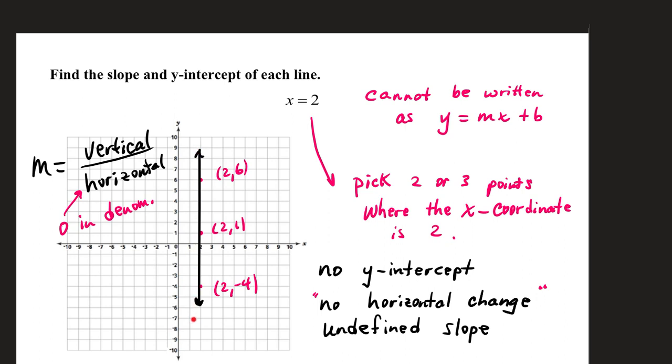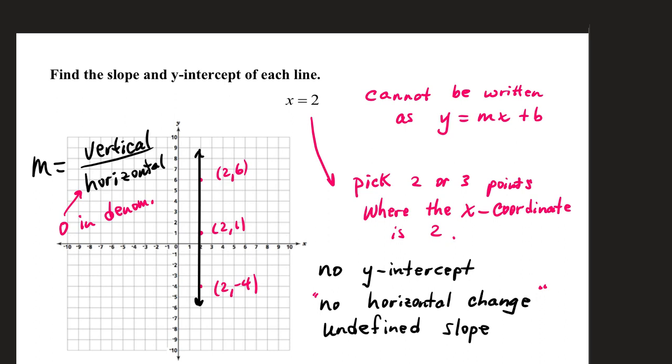Connecting these 3 dots, we have a vertical line. There's no y-intercept, and the slope is undefined because there's no horizontal change. Over here to your left, remember our verbal description of slope: it's vertical change over horizontal change. If a fraction is undefined, it has to have a 0 in the bottom. So that's why we say 0 in the denominator, no horizontal change, undefined slope.